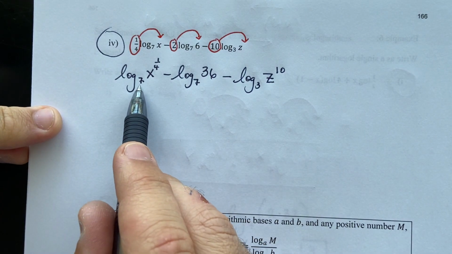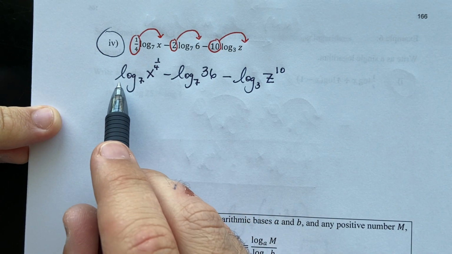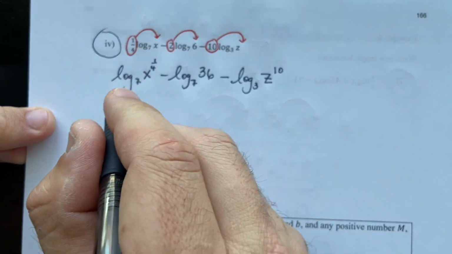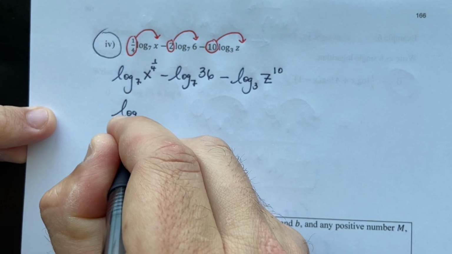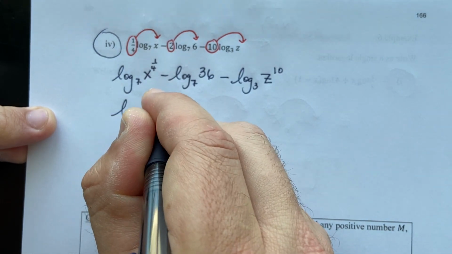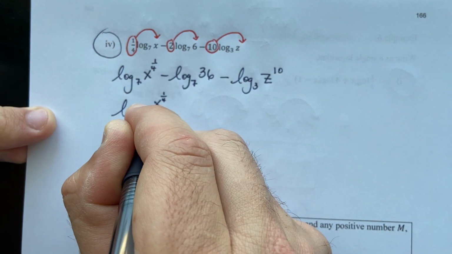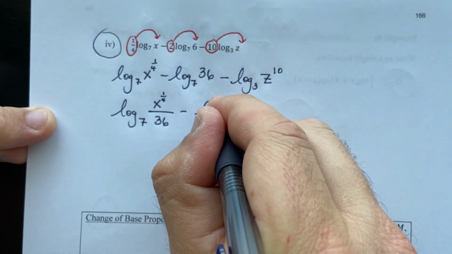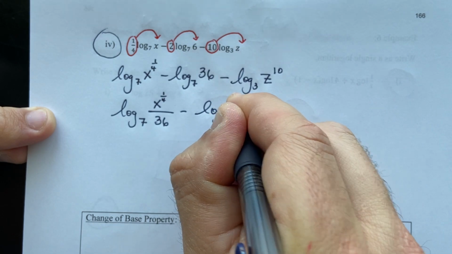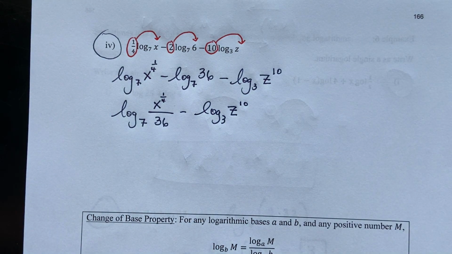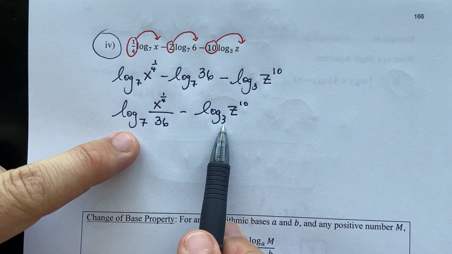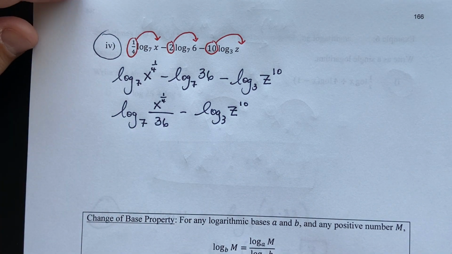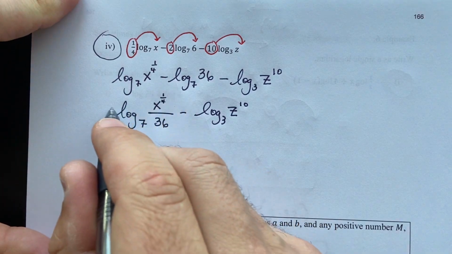So right here I have log base 7, log base 7, so I can go ahead and use that quotient rule. So I can write log base 7 of x to the 1/4 over 36 minus log base 3 of z to the 10th. These two bases are different, so we cannot further condense. So this would be it.